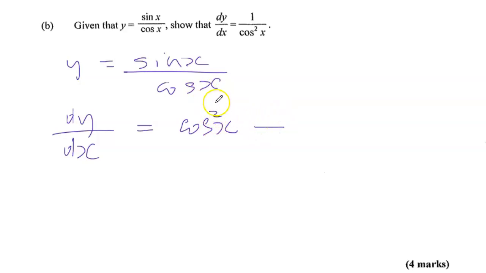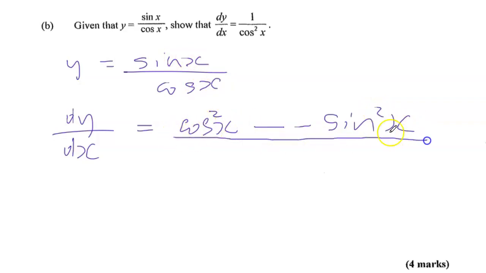Minus, we're going to differentiate now the denominator. Differentiate cos, you get negative sine. So it's actually minus sine. And we times this now by the numerator, we end up with sine times sine, which is sine square x, all over the denominator squared. So that's cos square x.